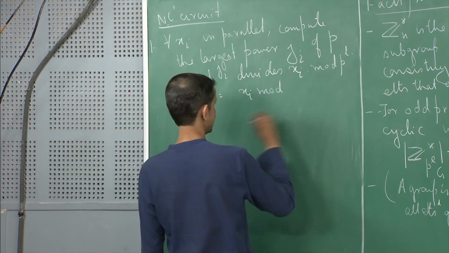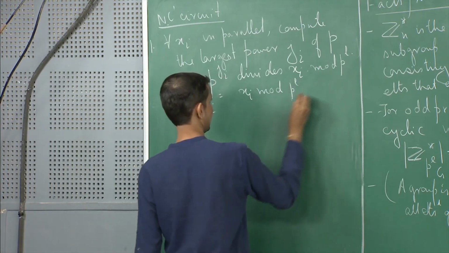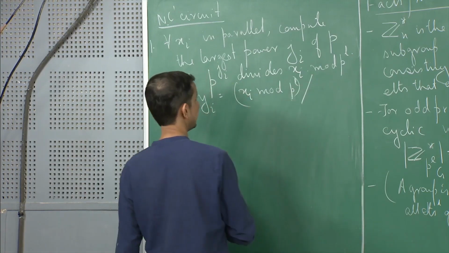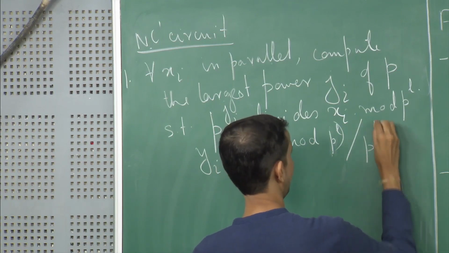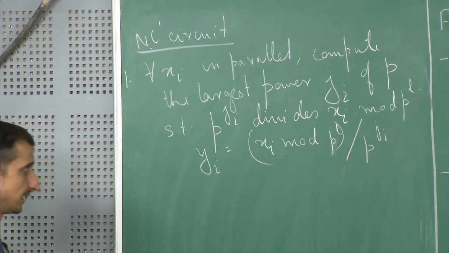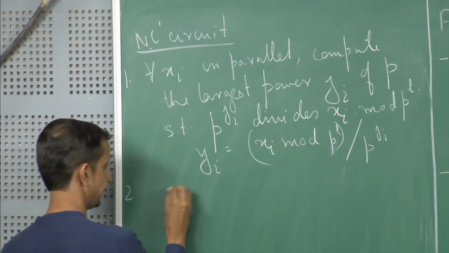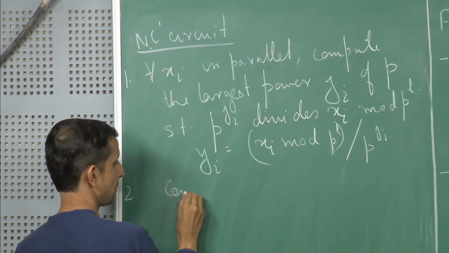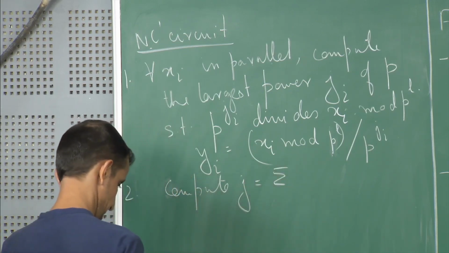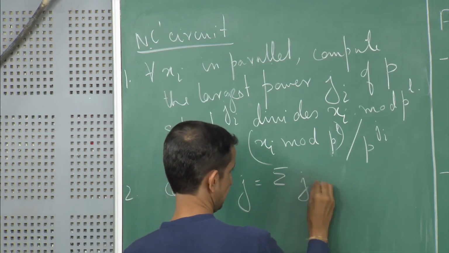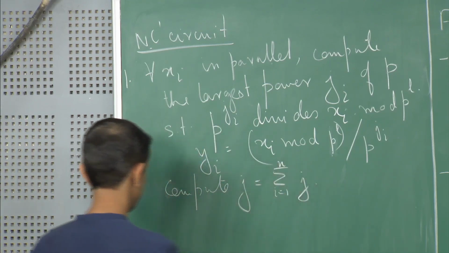So I will compute the quotient: xi mod p to the power l divided by p to the power ji. Next, I will compute the sum of all these ji's. So compute j to be sigma ji, i equal to 1 to n.